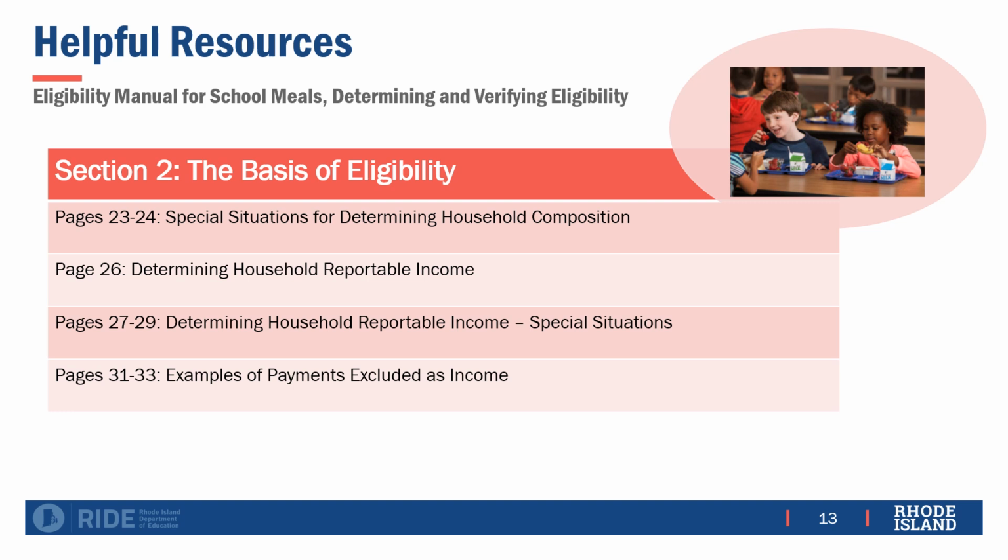come across when trying to make determinations based on income, including special situations for determining household composition, determining household reportable income, and special situations that might arise when determining household reportable income, as well as examples of payments excluded as income.